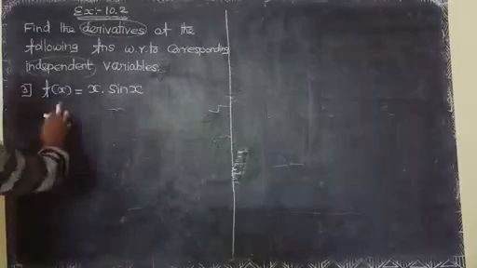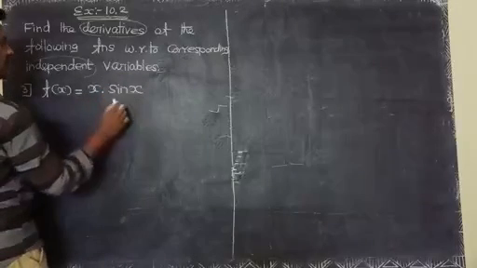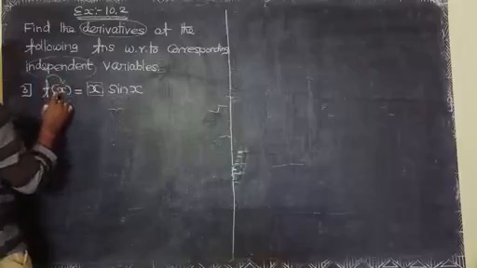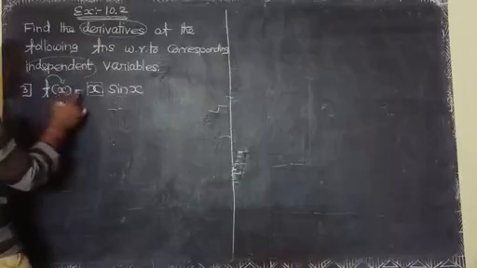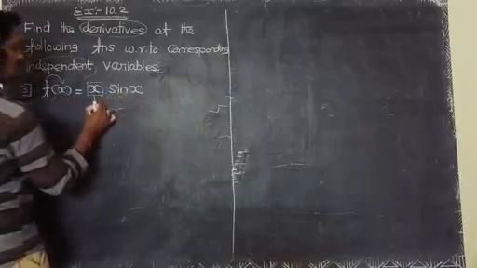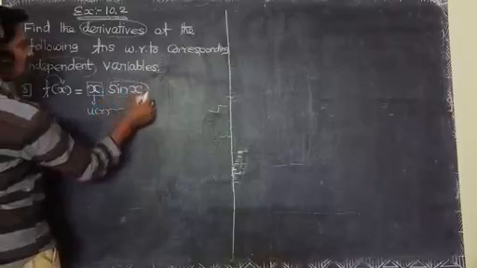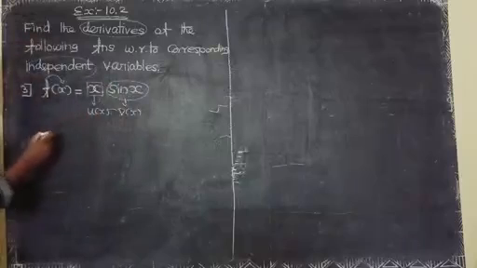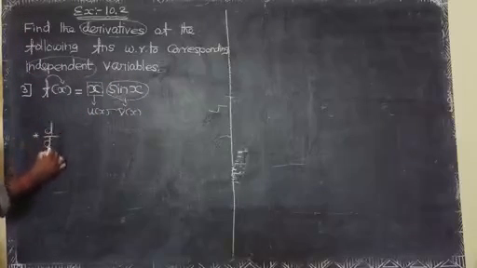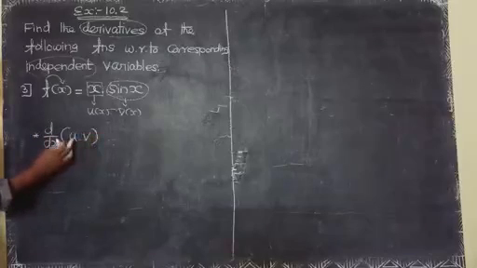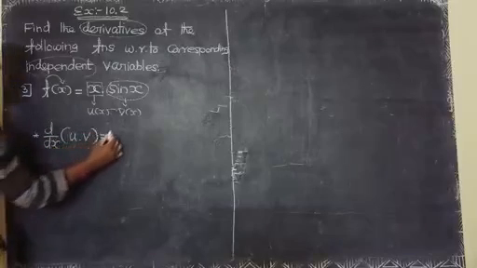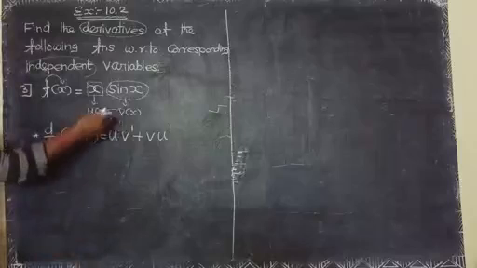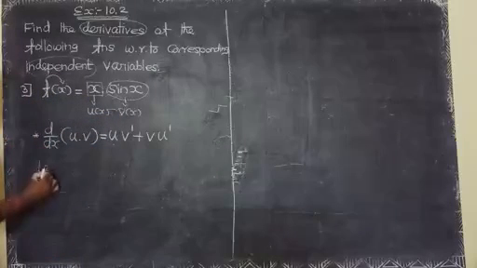Next, question number 3, f of x equal to x into sin x. Here f of x means function of variable x, x is the only variable. x is one function, that is u of x, and sin x is another function, that is v of x. We know the formula d by dx of u into v, that is u of x into v of x, which is equal to u into v dash plus v into u dash. Using this formula we get the required result.